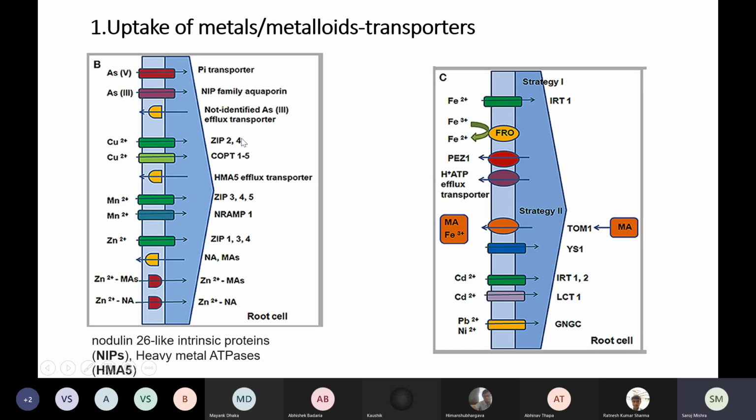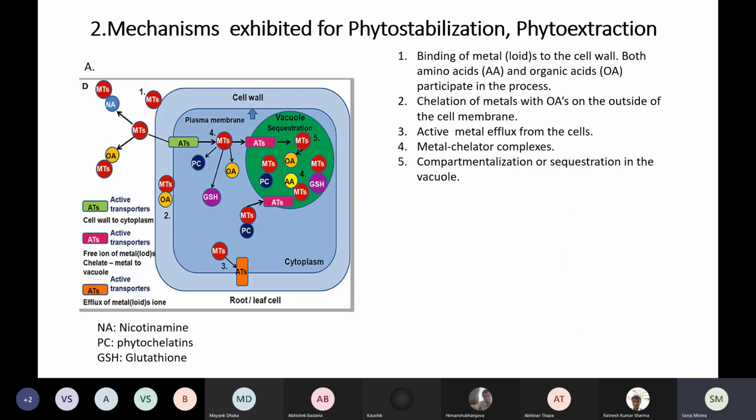And this is something which I discussed with you in the last lecture. I'm not going to repeat it, but I will just come to the underlying mechanisms, which are the biochemical mechanisms, which are exhibited in the root system or in the other parts of the plant for phytostabilization or phytoextraction. So what is listed in this particular figure are essentially, look at these numbers, number 1, number 2, number 3, 4, and what you see here, 5. So these are the 5 biochemical mechanisms which have been put forward.